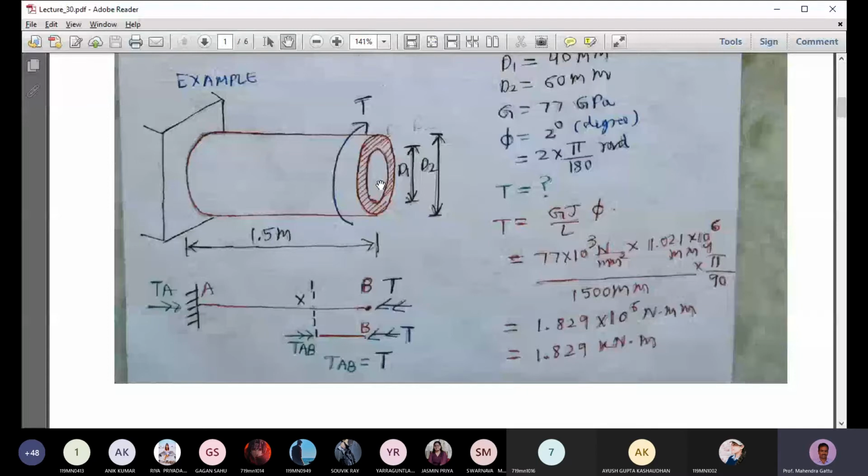Okay. So what you do, you take your right hand and you curl your fingers in the direction in which the twist is being produced. So when you curl your 4 fingers in the direction in which the twist is being produced, you will find that the right hand thumb is pointing in the leftward direction. Okay, so we can express the torque T in this way.